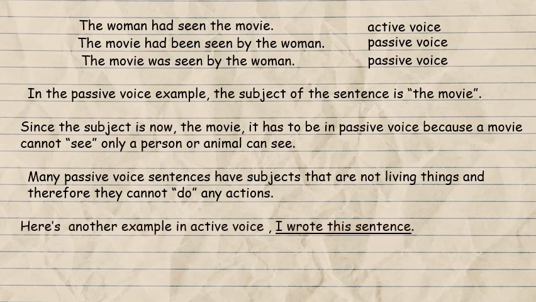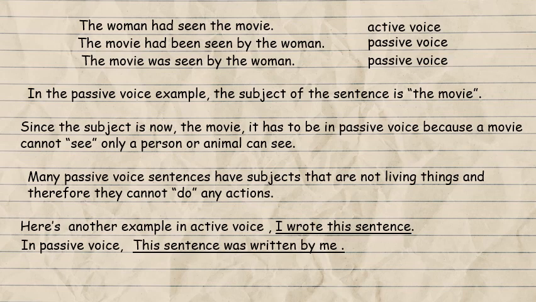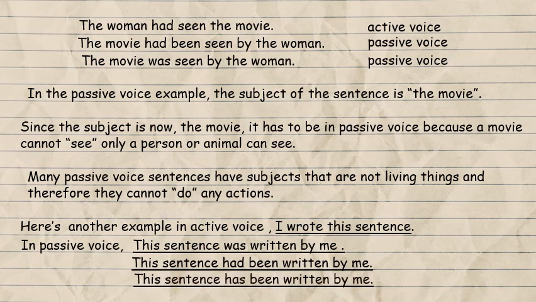Here's another example in active voice. I wrote this sentence. In passive voice, this sentence was written by me. This sentence had been written by me. This sentence has been written by me.